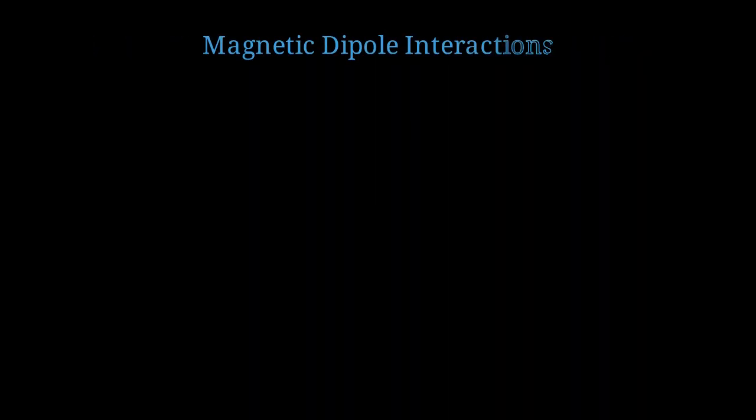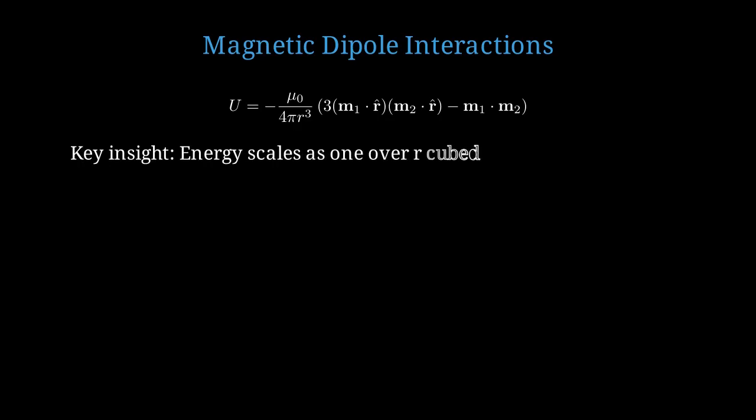The fundamental interaction between magnetic particles is the dipole-dipole interaction. Let me write the governing equation. The interaction energy U equals negative mu 0 over 4 pi r cubed times the quantity 3 times m1 dot r hat times m2 dot r hat minus m1 dot m2. Here, m1 and m2 are magnetic moments, and r is the separation distance. Notice the critical 1 over r cubed dependence. This means dipole interactions are short-ranged but become extremely strong at close distances.